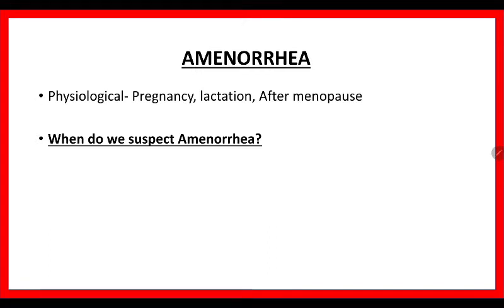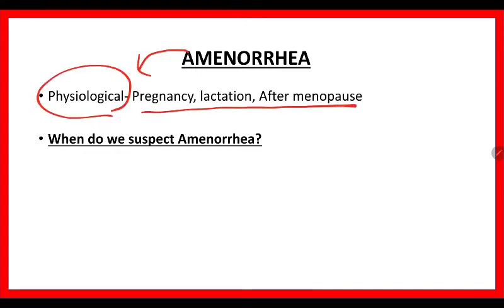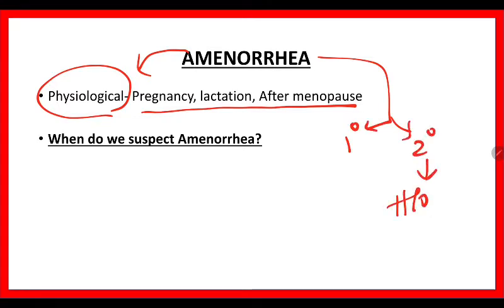Amenorrhea is basically of two kinds, physiological and pathological. Physiological causes are pregnancy, lactation, and after menopause. Pathological, we will see later. Again, amenorrhea is of two types: primary amenorrhea and secondary amenorrhea. In secondary amenorrhea, a female already has a history of menstruation, but for more than or equal to 6 months, she is now complaining of amenorrhea.